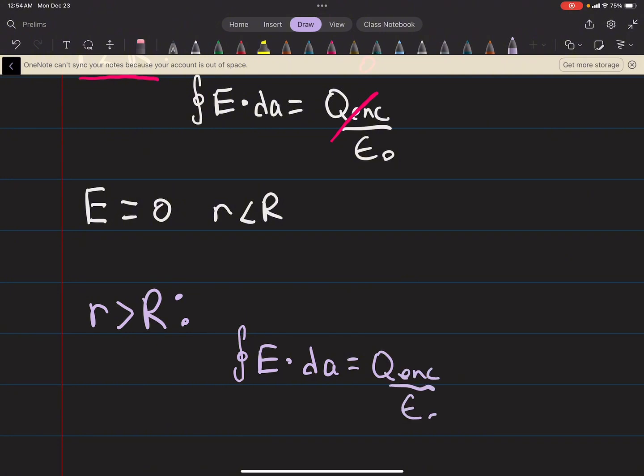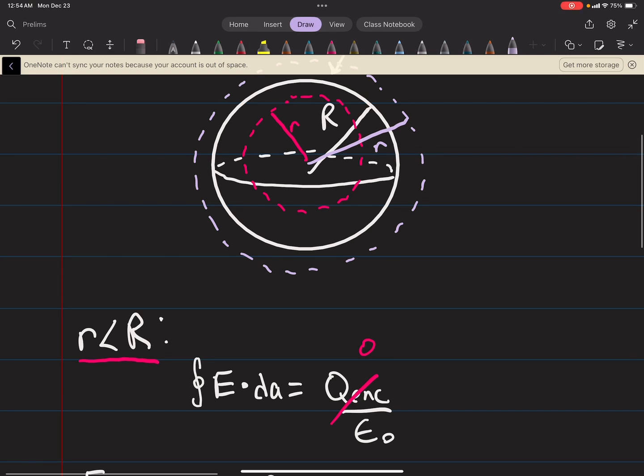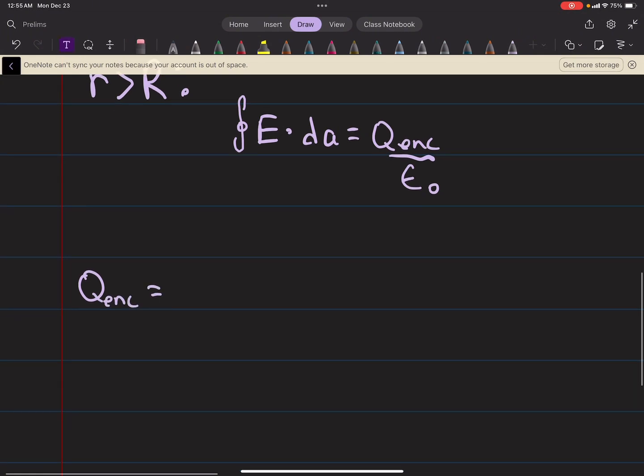And once again, we should ask ourselves, what is the enclosed charge? Well, we're outside the sphere, so there is charge on the surface. How can we find that? Well, sigma is your charge per area. So if you multiply that by the area, you'll just get charge, just through looking at the units. And the surface area for a sphere is 4 pi R squared. Pretty easy.